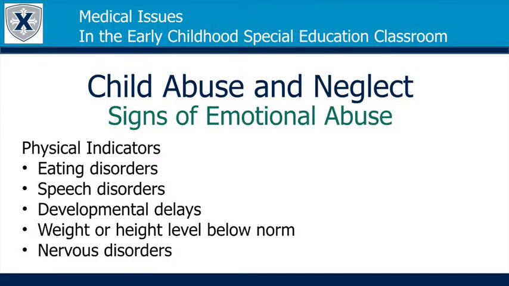For emotional abuse, this is just general. They could have eating disorders or speech disorders or further developmental delays. Their weight or height could vary, and they could have nervous disorders, or if you're talking to them, maybe they won't make eye contact or they'll feel timid. Their behaviors, they could have age-inappropriate behaviors or also behavioral extremes.